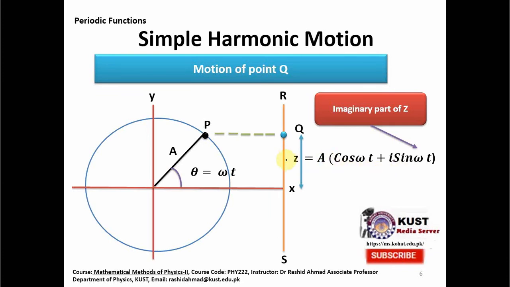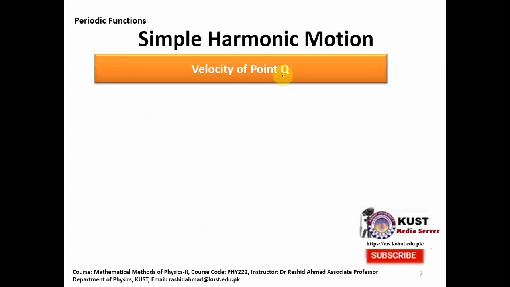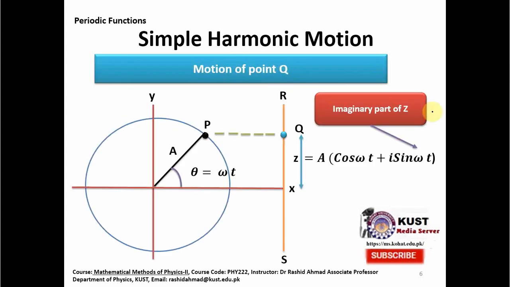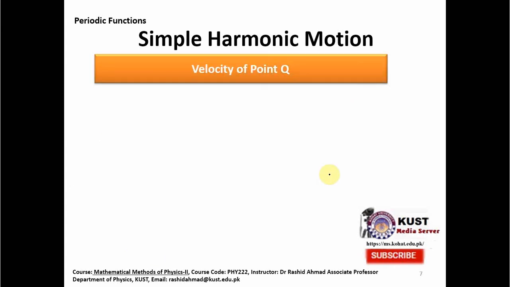So if we differentiate this Z, the displacement of the point P, with respect to time, what we will get will be the velocity of the point Q, and the velocity will be coming from the imaginary part of this Z, or the displacement Z in the complex plane. Okay, so let's do this and differentiate the Z with respect to time.